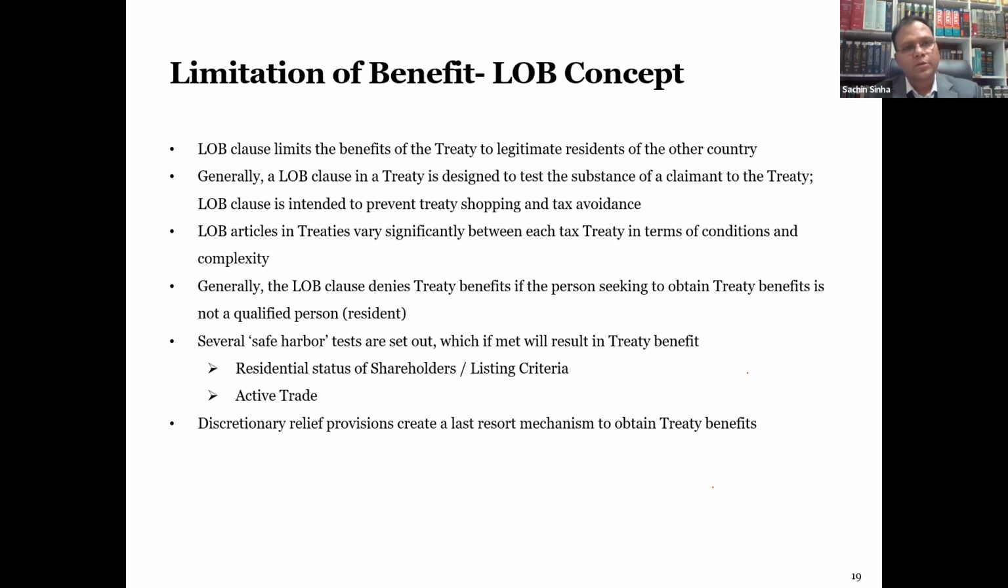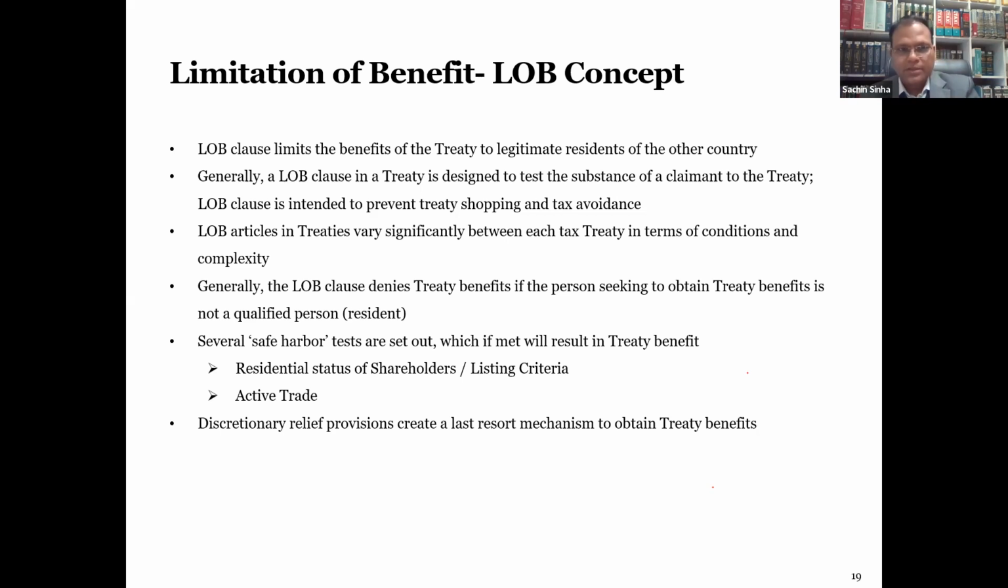The LOB clause is basically intended to prevent treaty shopping, as we discussed. Earlier such restrictions were not there, so people used to do this treaty shopping, and I think in Azadi Bachao Andolan also, the Honorable Supreme Court has said that only because of tax or leakage of tax revenue, you cannot say that it is not allowed.